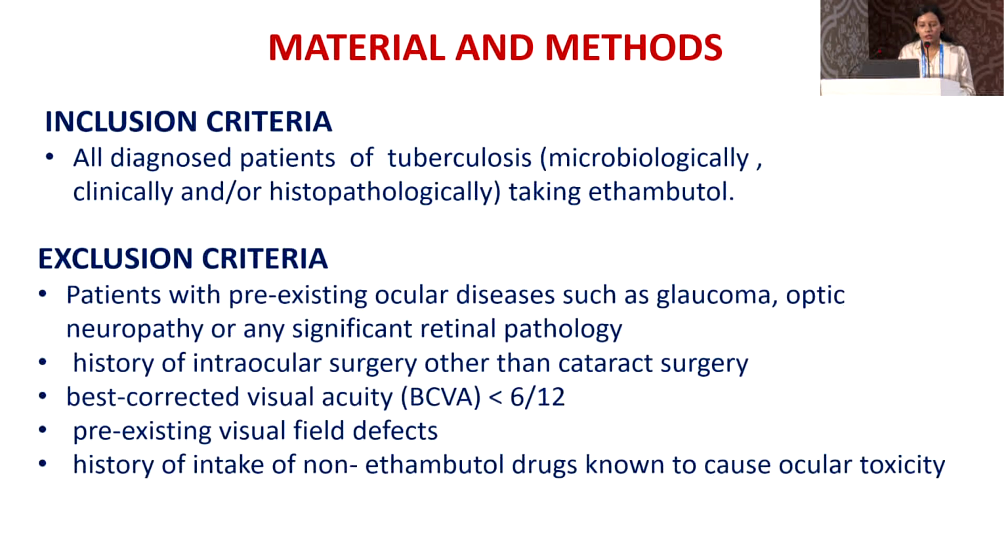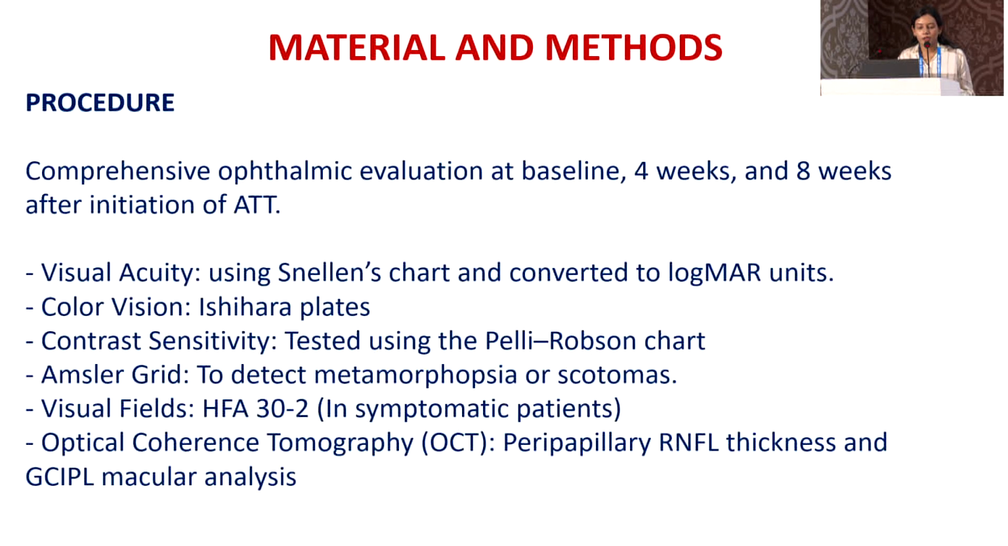Inclusion criteria: all diagnosed patients of TB taking ethambutol. Exclusion criteria were patients with pre-existing ocular disease such as glaucoma, optic neuropathy, or any significant retinal pathology, history of intraocular surgery other than cataract surgery, best corrected visual acuity less than 6/12, pre-existing visual field defects, history of intake of non-ethambutol drugs known to cause ocular toxicity. Procedure included comprehensive ophthalmic evaluation at baseline, 4 weeks and 8 weeks after initiation of ATT.